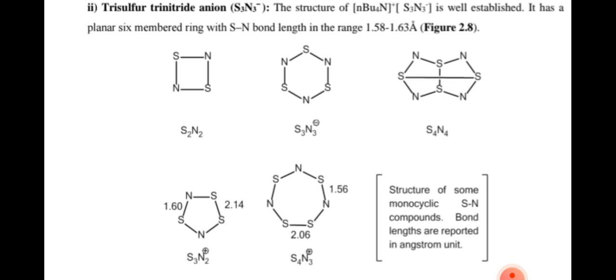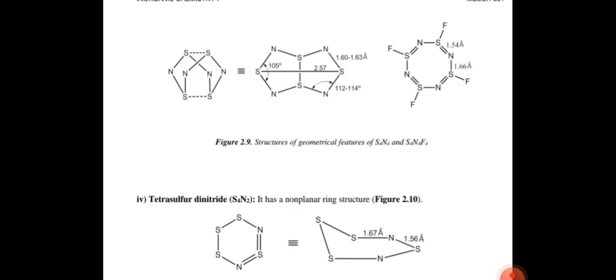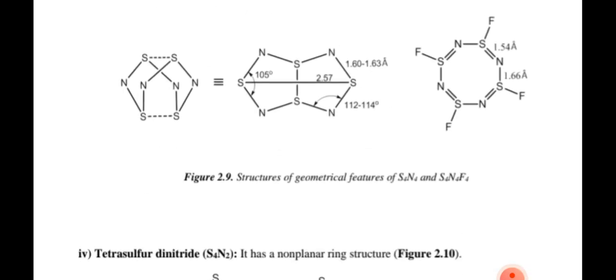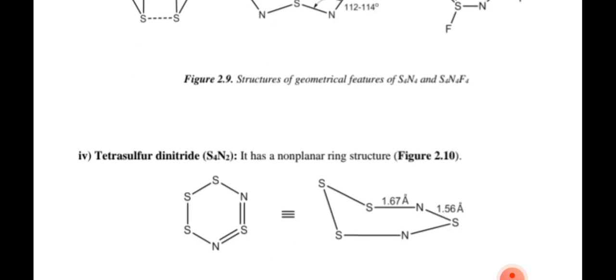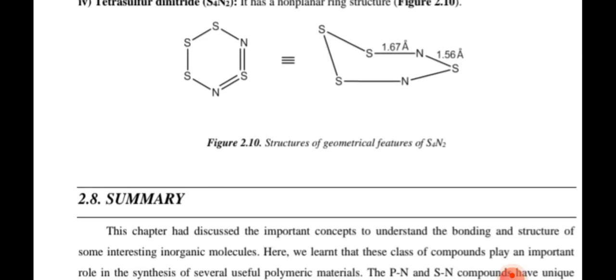S2N2, S3N3 minus, S4N4, S3N2 plus, S4N3 plus: structure of some monocyclic sulfur nitrogen compounds, with bond lengths reported in angstrom units. Structure of some sulfur nitrogen compounds: tetrasulfur tetranitride S4N4 has a cradle shaped structure belonging to the point group D2d. Structure and geometrical features of S4N4 and S4N4F4. Then S4N3F, which has a non-planar ring structure. Structure and geometrical features of S4N3F.